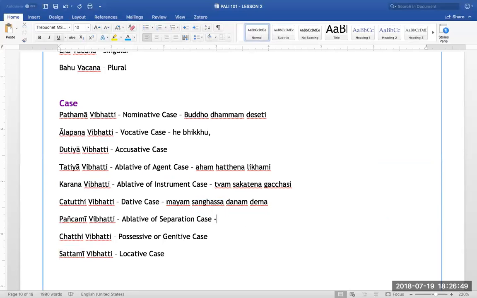Okay, and here separation. Palang Rukham Ha Patati. Rukham Ha is the Panchami Vibhatti word. Palang is fruit. Rukham Ha from the tree. Patati falls. So here it's a separation from the tree. Okay. So in that case we use Panchami Vibhatti.